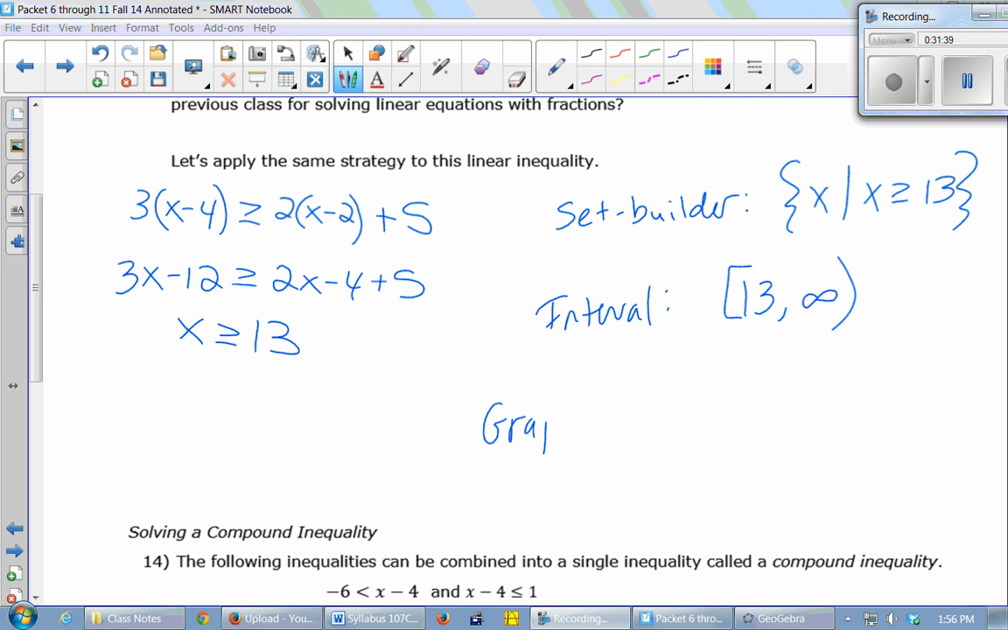And then if I wanted to graph it, I would have a number line. I'd find 13 on it, and I'd put a square bracket and shade to the right. Three different ways to represent the set of numbers that makes that inequality true.